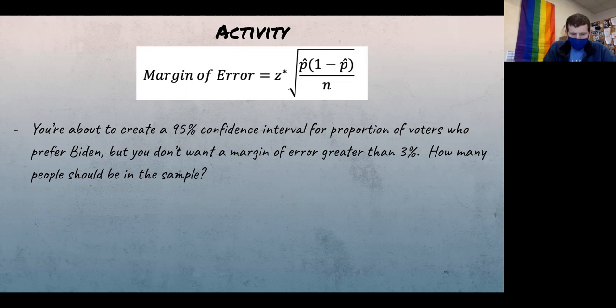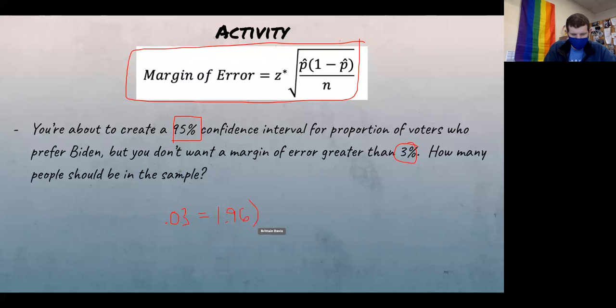So my margin of error, I want to be no greater than 3%. I have a formula for margin of error. And if my limit is 0.03 on the margin of error, and it's a 95% confidence interval, we already know the z star for that is 1.96. So now the question is, how big does my sample size need to be?